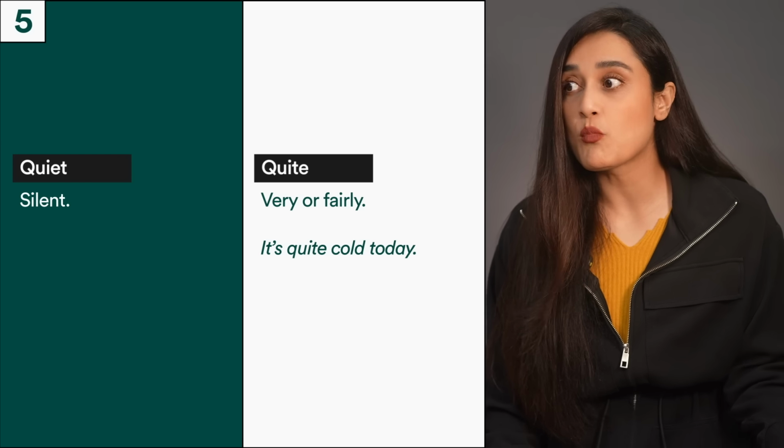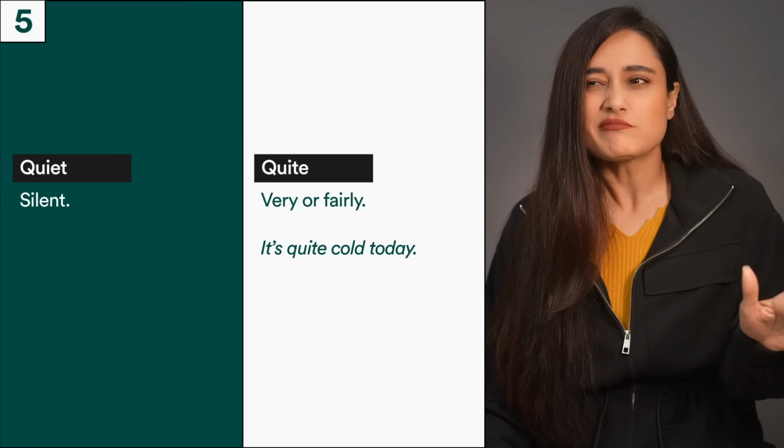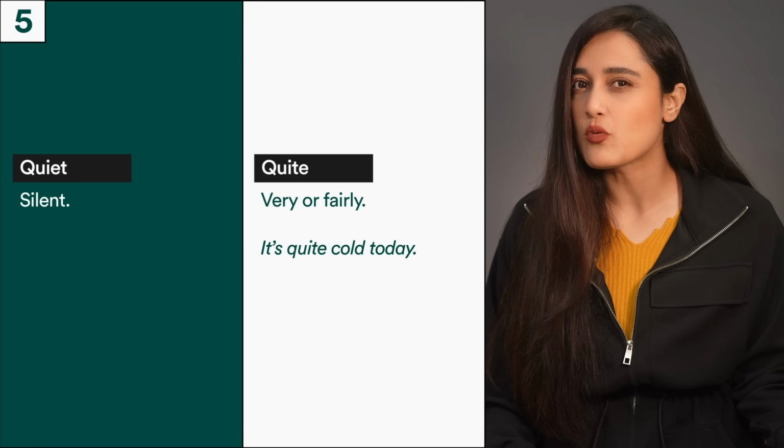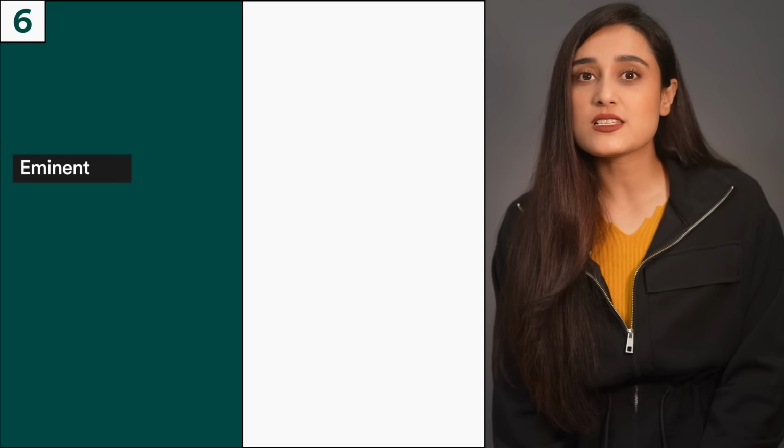Not very, but moderately cold. Okay. Quite cold means not very cold, but yeah, okay enough cold. Moderately cold. That is quite cold. Okay. Next is eminent versus imminent.